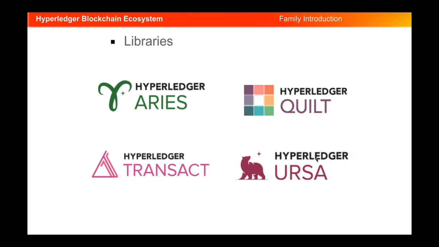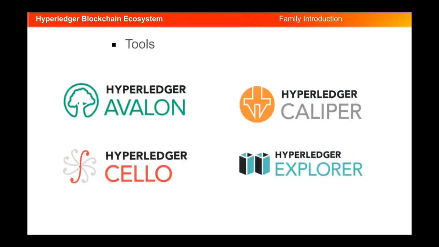Hyperledger Ursa. Ursa is a shared cryptographic library. It enables implementations to avoid duplicating other cryptographic work, thus increasing security in the process. Under the Tools section, you have Hyperledger Avalon. This is a tool that aims to enable the secure movement of blockchain processing off the main chain to dedicated computing resources.